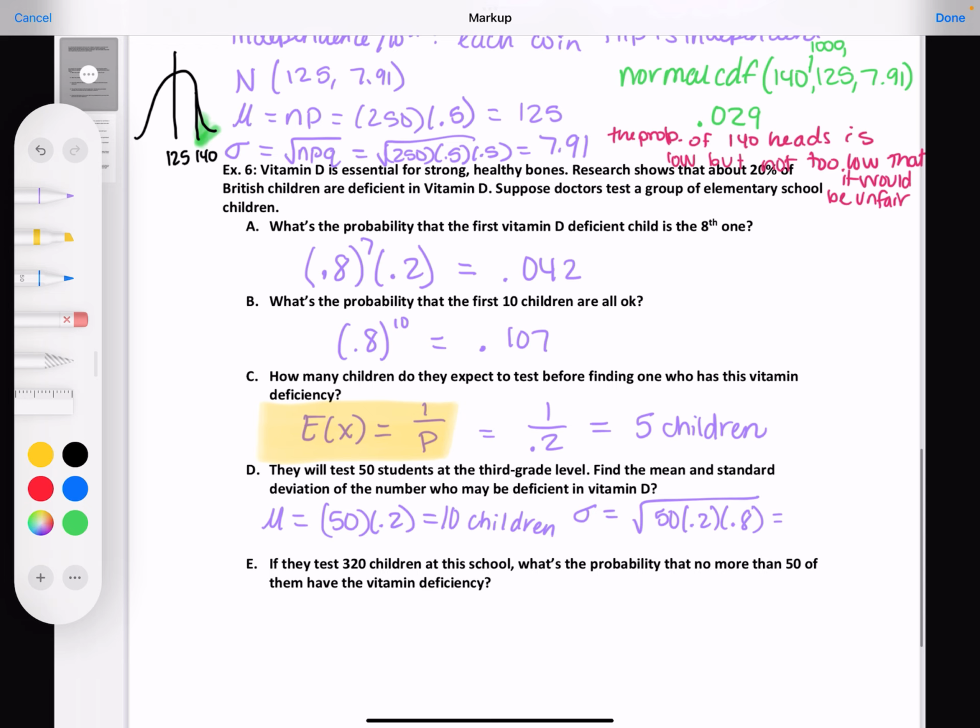2.83. 2.83 children. I got 40, and then I was like, that's a lot of children, and I realized I did not do the right formula.